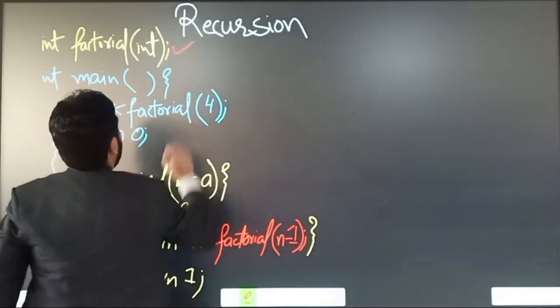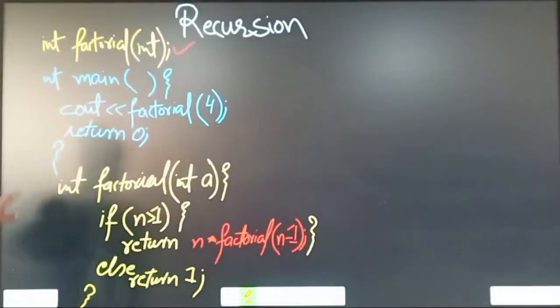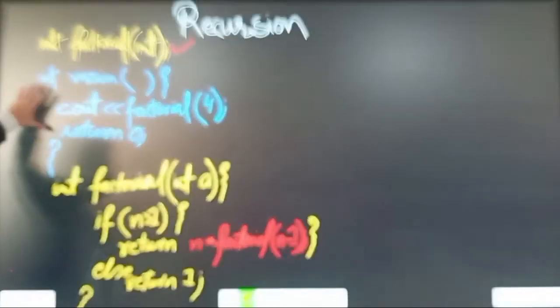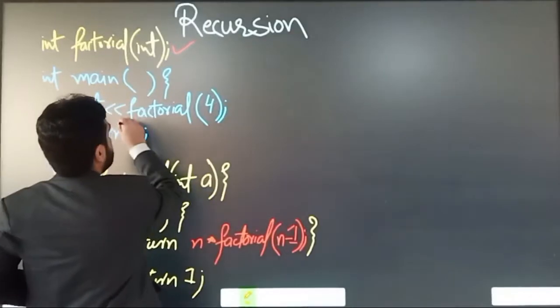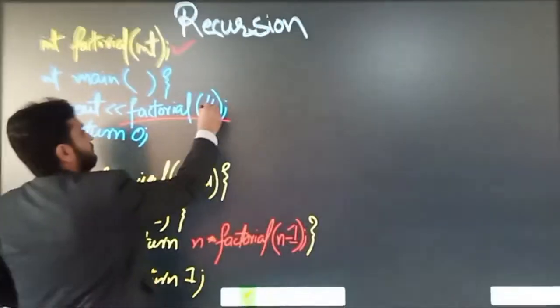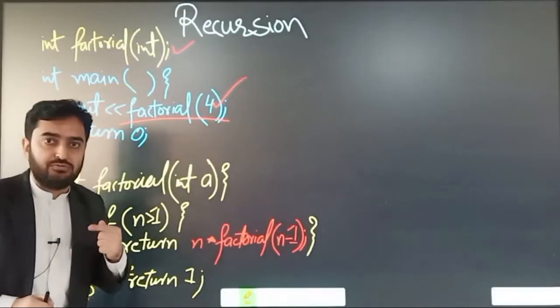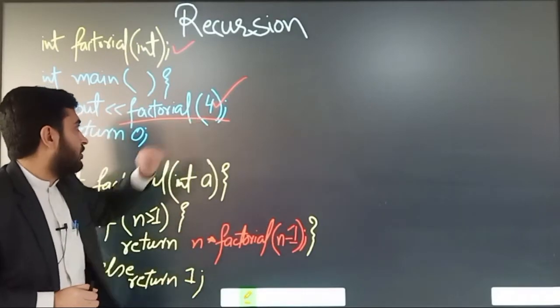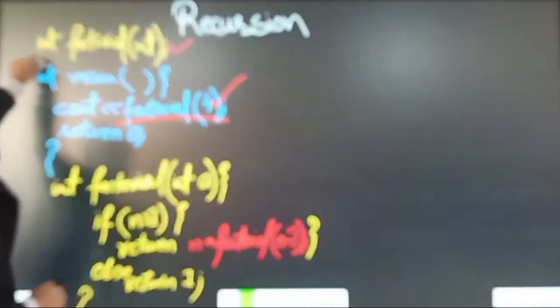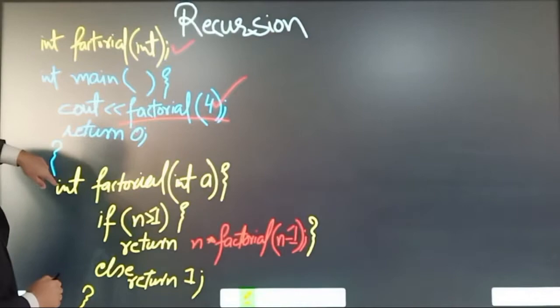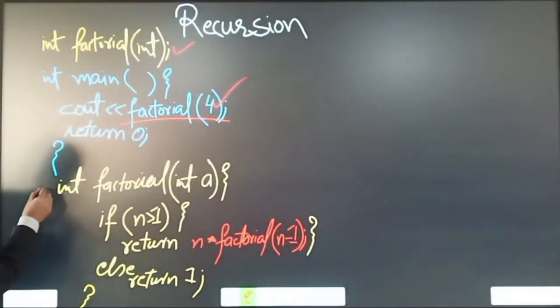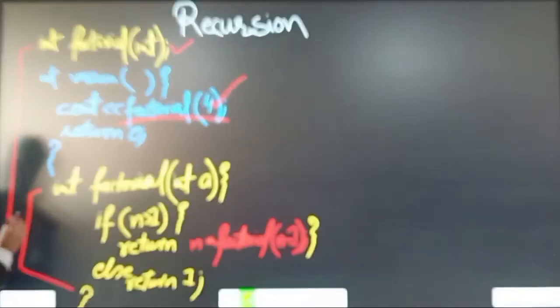Here we have defined the main function. In the main function, we are going to call this factorial function with the integer value 4. It means that we want to find the factorial of 4 by calling this function. This is the definition for this prototype.